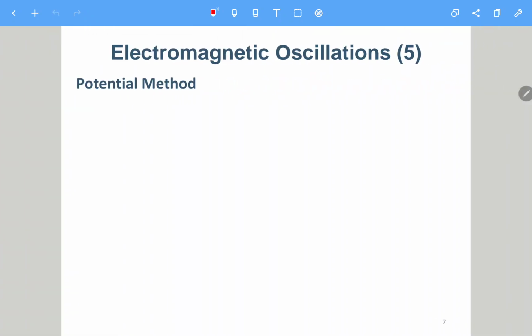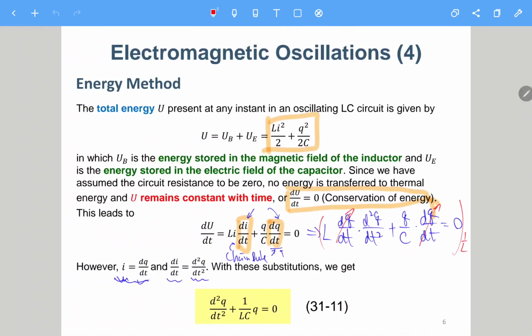Yeah, so this is the energy method. Actually, I think this method is quite interesting, but I don't think I learned this method before. When I learned circuit theory, I have never seen this method. When I tried to prepare to teach this course, it's the first time I saw this method.